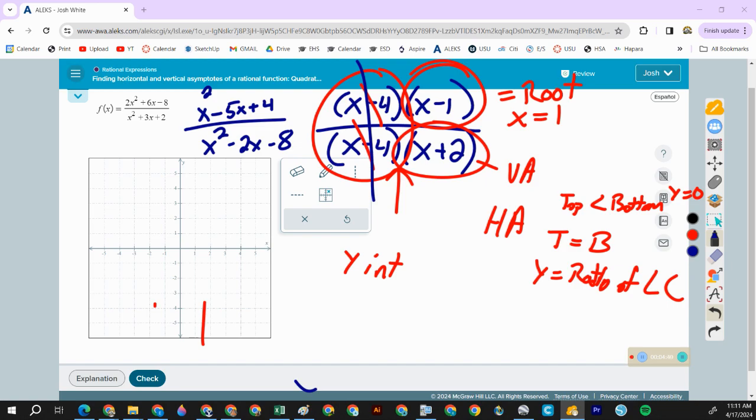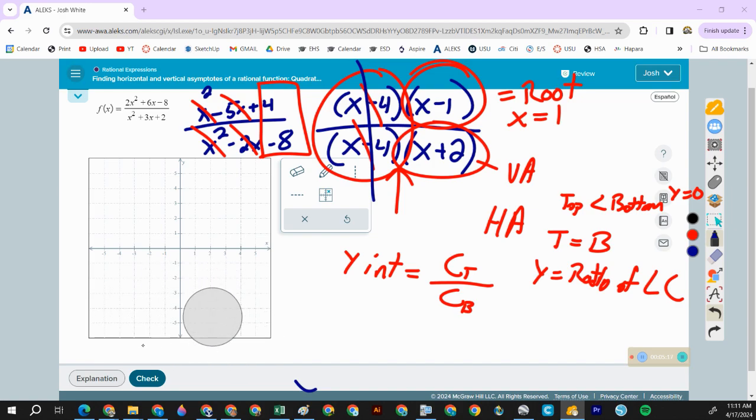Where does this graph hit the y-axis? The y-intercept is always the constant of the top divided by the constant of the bottom. So this is my y-intercept. Why is that? Well, the y-axis is every instance where x is 0. So if I plug in x equals 0, this goes away, this goes away, this goes away, and that goes away, and I'm left with negative 1/2.